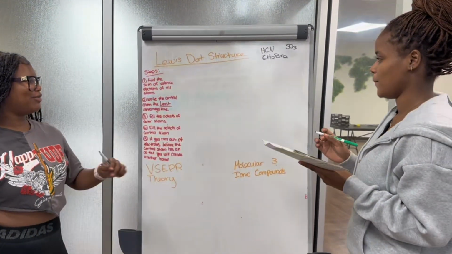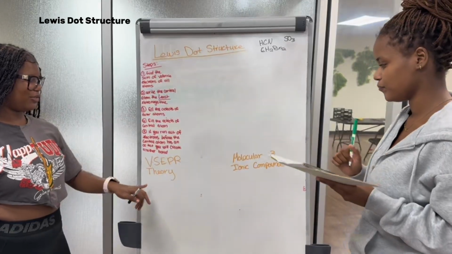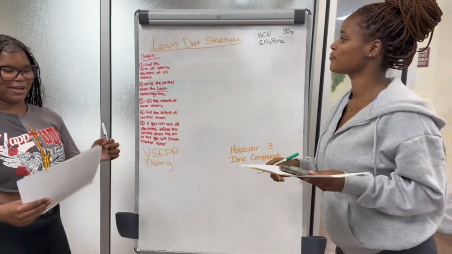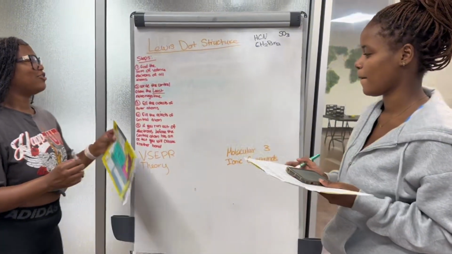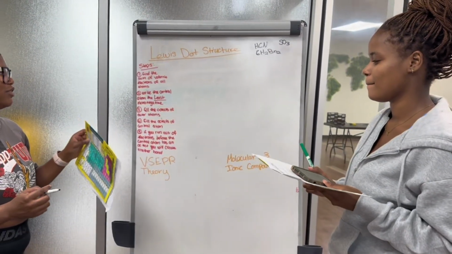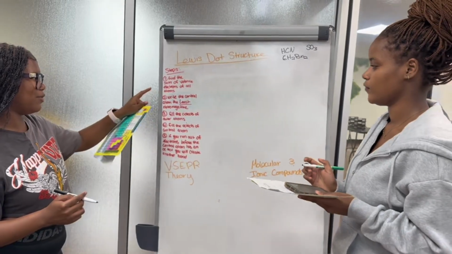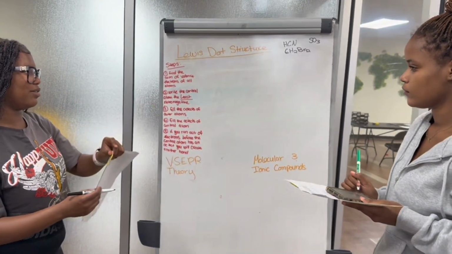And today we're going to be explaining Lewis dot structure, VSEPR theory, and molecular and ionic compounds. Okay, so with drawing the Lewis dot structure, you have to follow specific steps. The first step is to find the sum of the valence electrons in all the atoms.